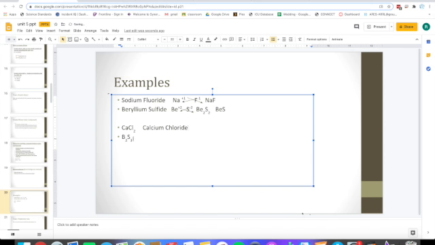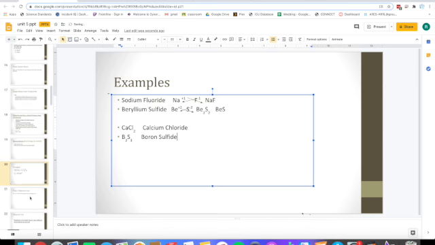And that's how you name ionic bonds. It doesn't matter what the numbers are. It just depends on what element you're talking about. So B is boron, so we'll just write boron. S is sulfur, but it needs to end in IDE, so it'll be sulfide. So that's how you name simple binary ionic bonds.